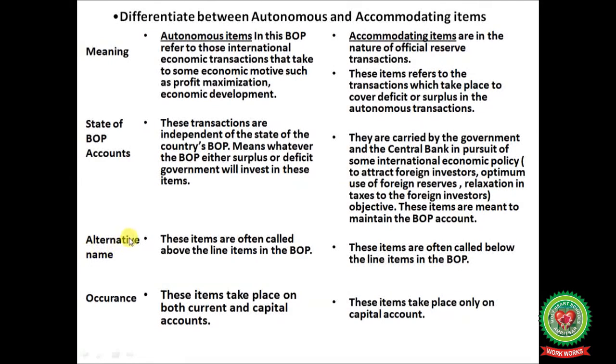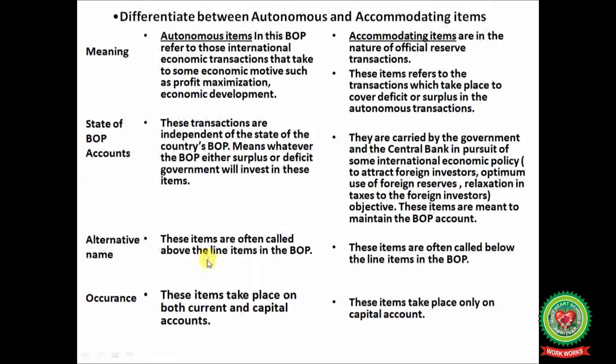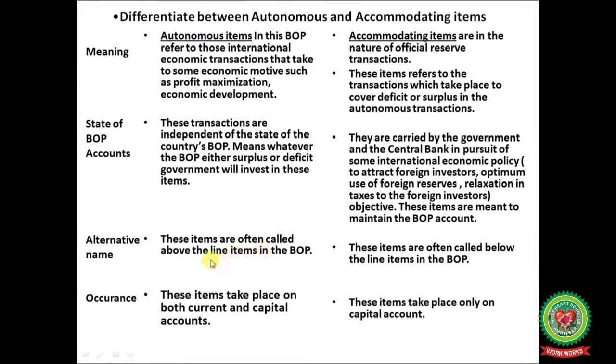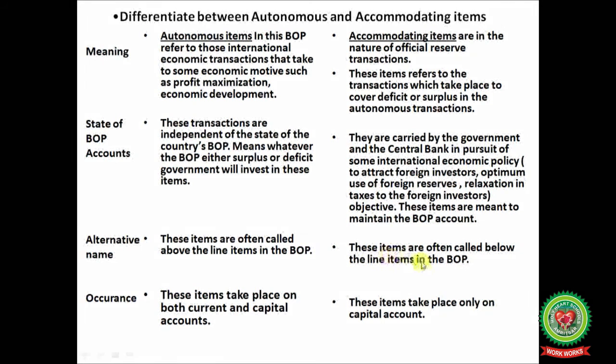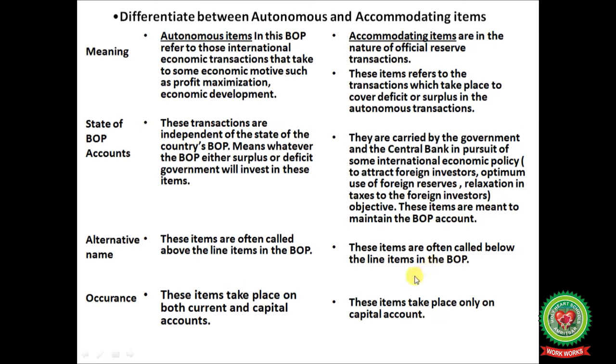Next one is alternative name. Autonomous items are often called above the line items in the balance of payment, and accommodating items are often called below the line items in the balance of payment. Occurrence: autonomous items take place on both current and capital accounts, while accommodating items take place only on capital account.